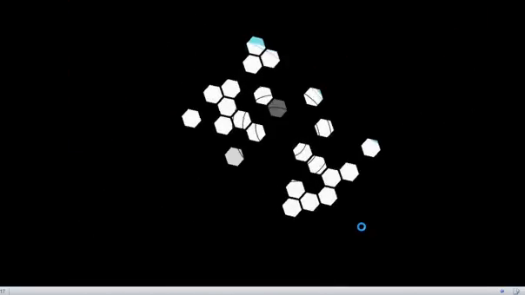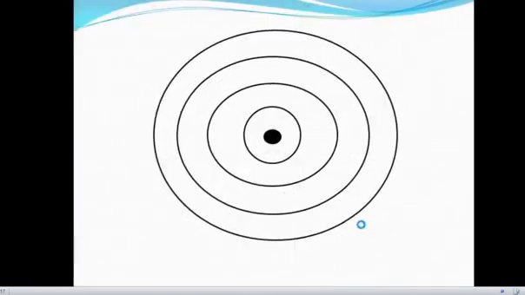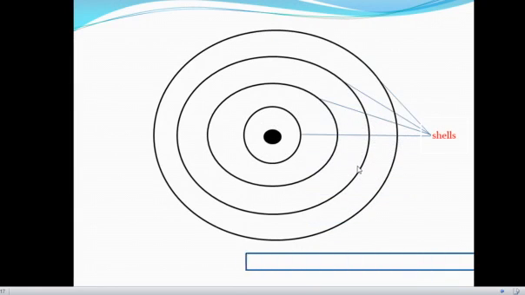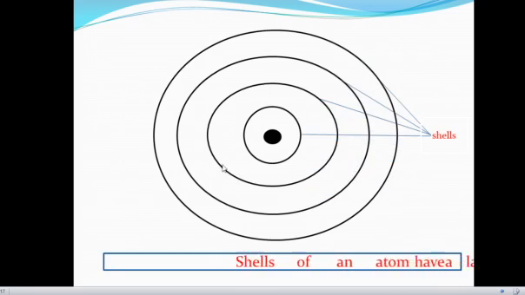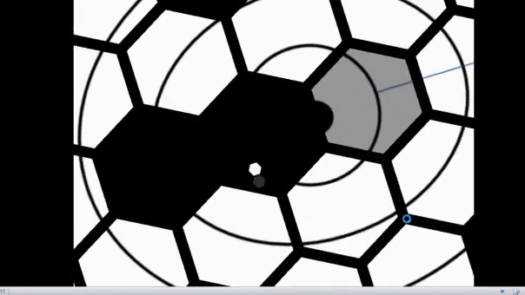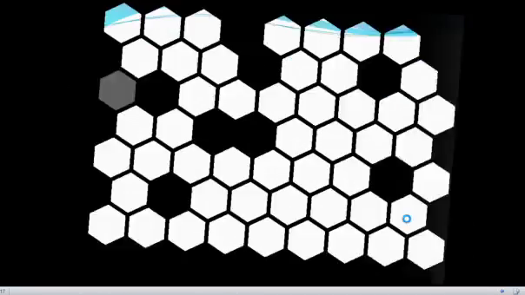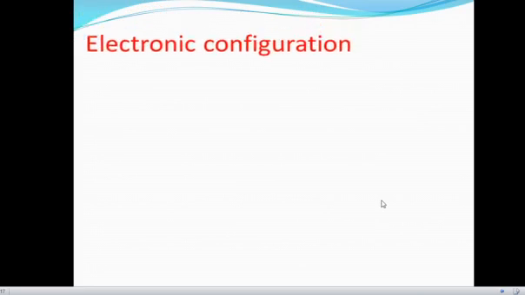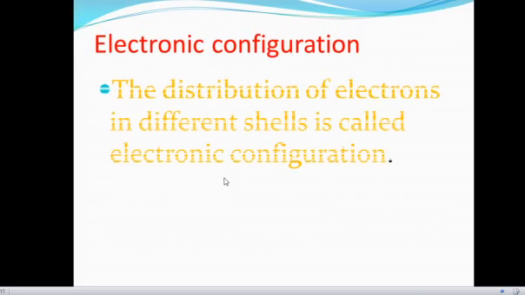Shells of an atom have a layered arrangement, and each shell has a specific number of electrons that orbit around the nucleus. The arrangement of electrons is known as the electronic configuration. So what is electronic configuration? The distribution of electrons in different shells is called electronic configuration.